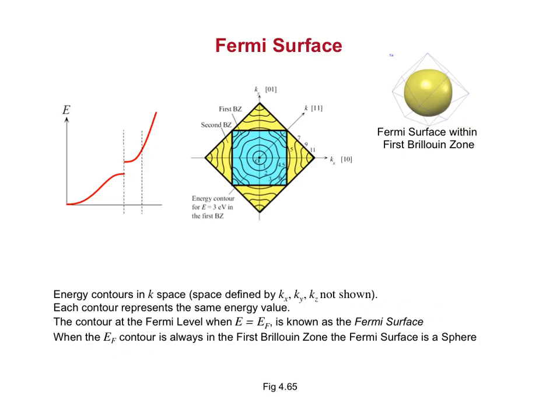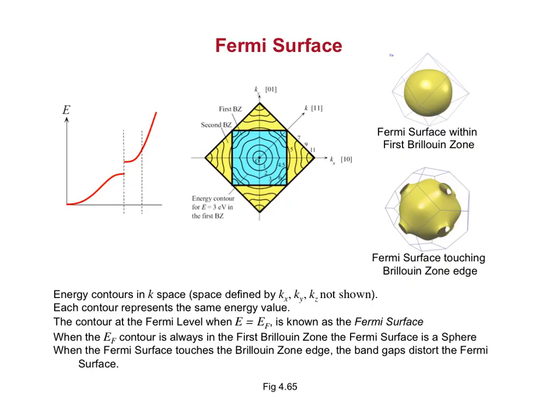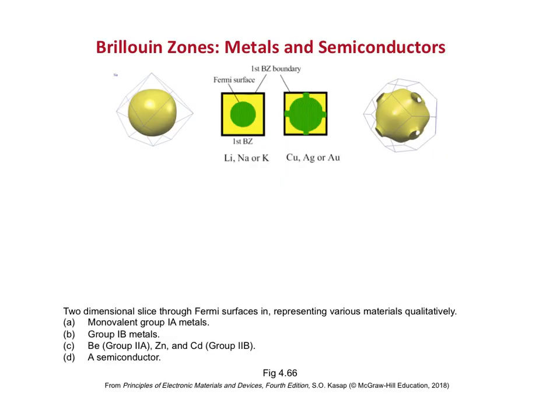When the Fermi level is always within the first Brillouin zone, the Fermi surface is a sphere. When the Fermi energy is higher, such that the Fermi surface begins to touch the Brillouin zone edge, the gaps in the band structure start to distort the Fermi surface. When this happens, points and then holes form in the Fermi surface. The monovalent alkali metals have nearly spherical Fermi surfaces and behave like ideal free electron metals.